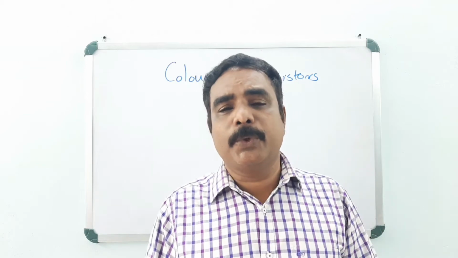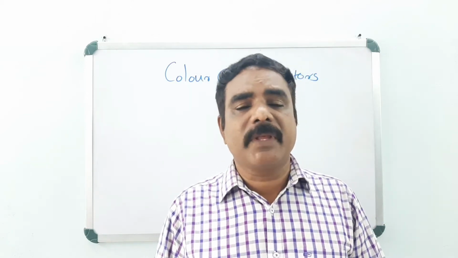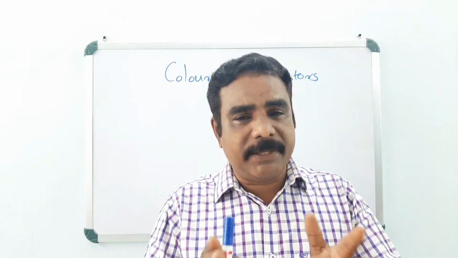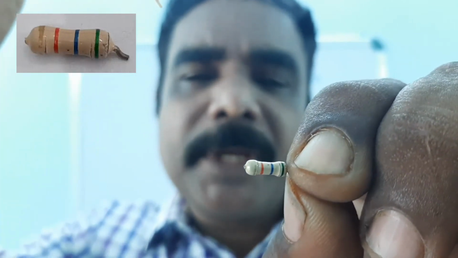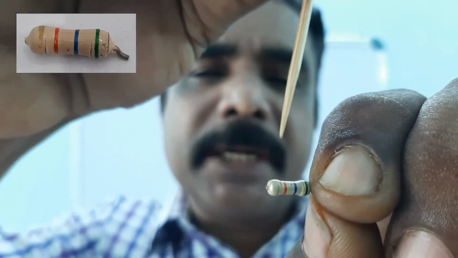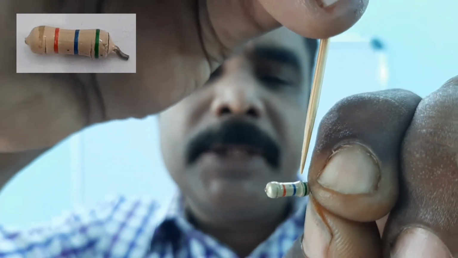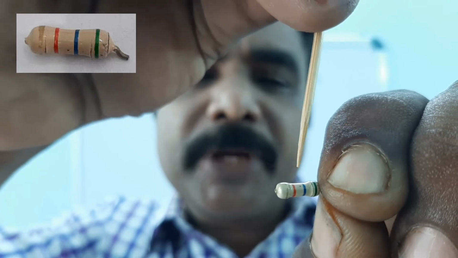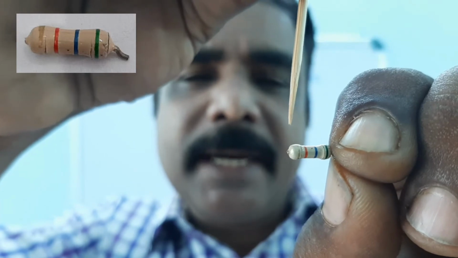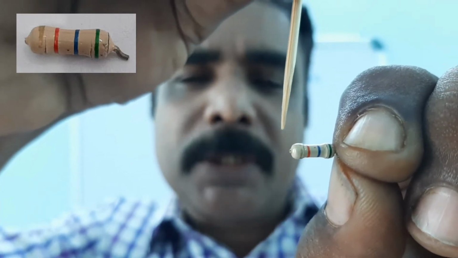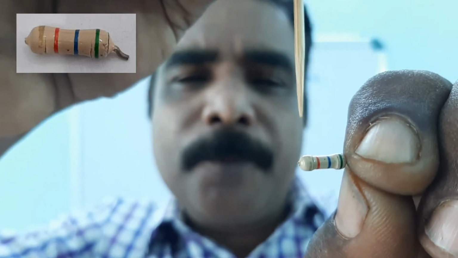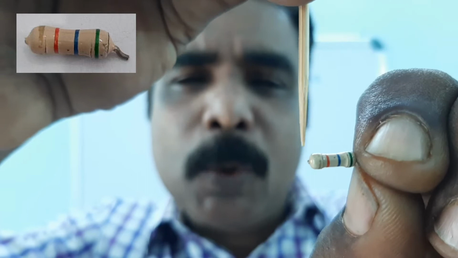I will show you a practical resistor with colored rings drawn around it. Now, you can see a resistor in my hand with 4 colored rings. The first one is green. Second one, blue. Third one, red. And the fourth and final one is gold. I repeat, green, blue, red, and gold.